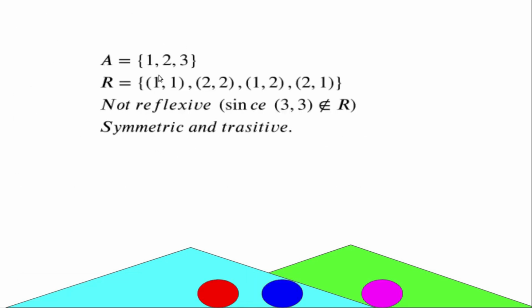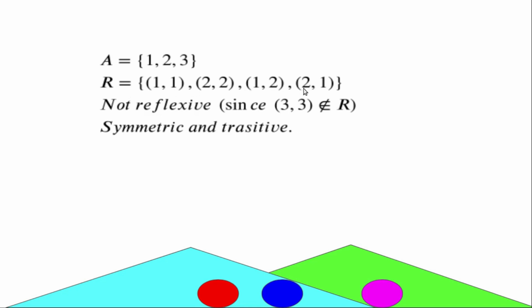Let A equal to {1, 2, 3} and a relation R on A defined as the set of ordered pairs (1, 1), (2, 2), (1, 2), (2, 1). Now here ordered pair (3, 3) does not belong to R, so this R is not reflexive. Now here (1, 2) belongs to R, (2, 1) belongs to R. For all (a, b) belonging to R, ordered pair (b, a) is also in R, so this R is symmetric.